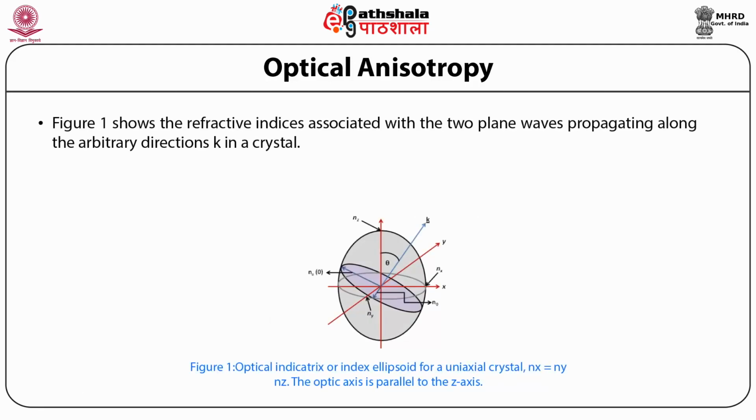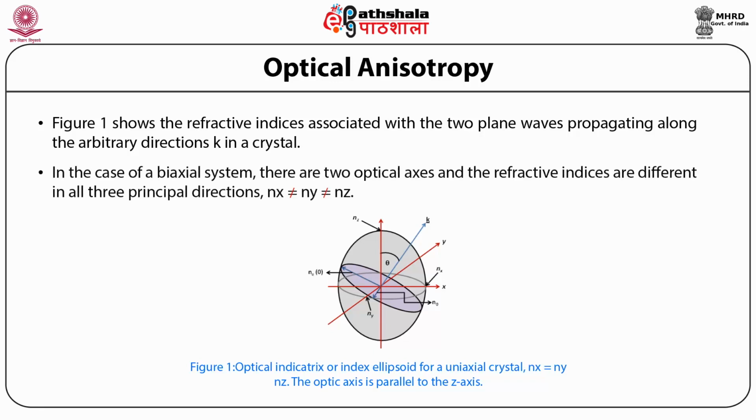This figure shows the refractive indices associated with the two plane waves propagating along arbitrary directions k in a crystal. In the case of a biaxial system, there are two optical axes and the refractive indices are different in all three principal directions, that is nx not equal to ny not equal to nz. The birefringence of the medium, n(theta), depends upon the propagation direction and is defined as ne(theta) minus n0.